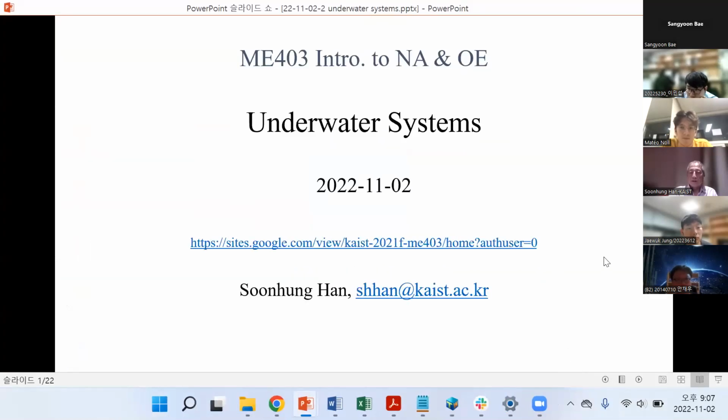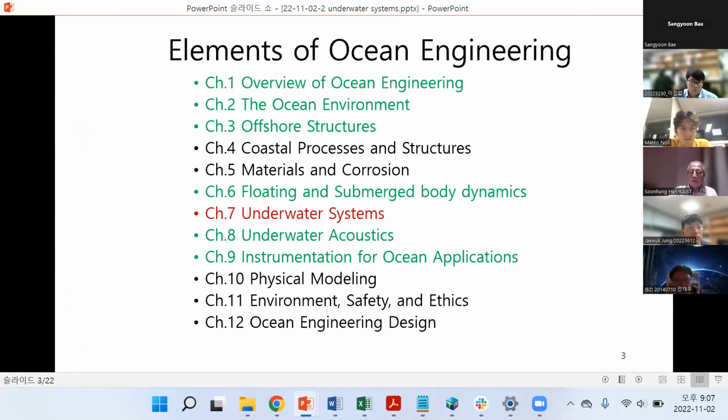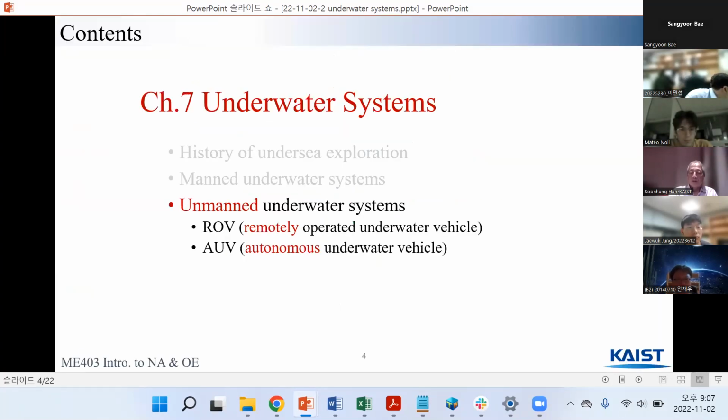Second part. So we are covering this book of ocean engineering now, the second next textbook. And these are the chapter names, covering chapter 7 on underwater systems. And then my part is about unmanned underwater systems, ROV and AUV.